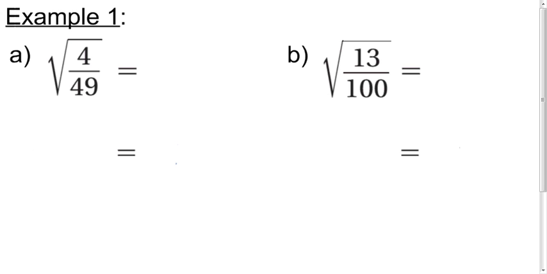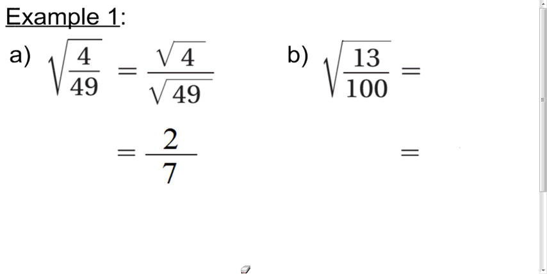I'd like you to try these two examples, and then we'll look at them together. So in example A, similar idea. We're going to split this up, take the square root of the numerator and the denominator separately. The square root of 4 is 2. Square root of 49 is 7. 2/7.